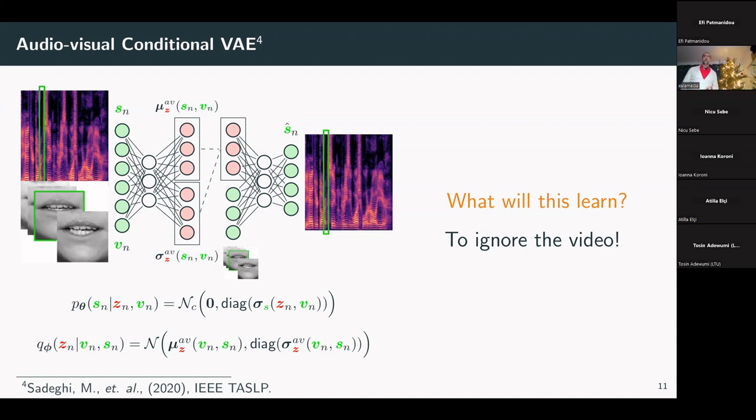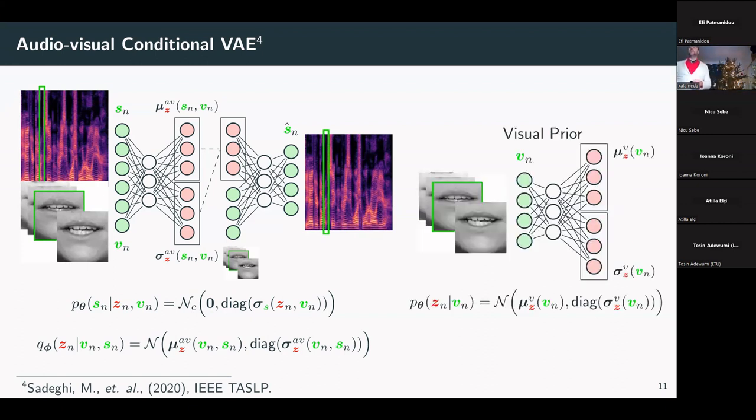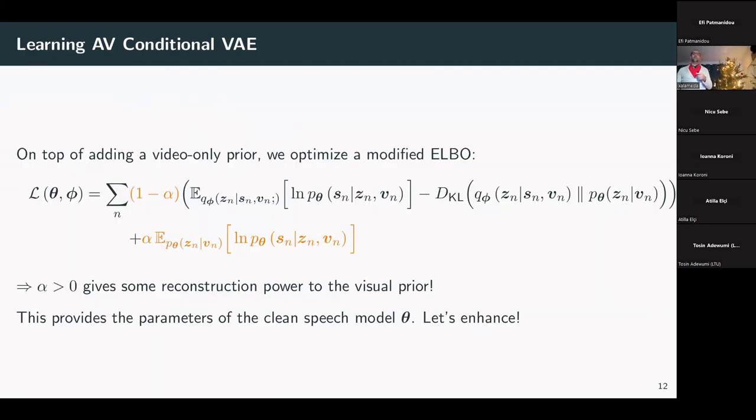So to overcome this problem, what we propose are two things. First, we propose to get away from the standard prior and propose a prior that is conditioned by the visual signal, right? So we call that a visual prior. And then to enforce the network to have some reconstruction power from this visual prior, right? And we did it by modifying a little bit the evidence lower bound.